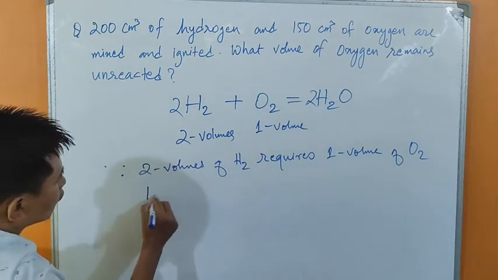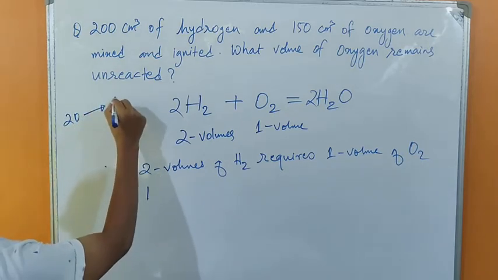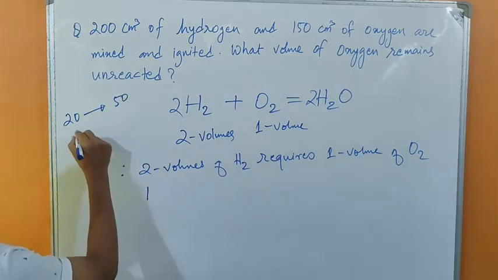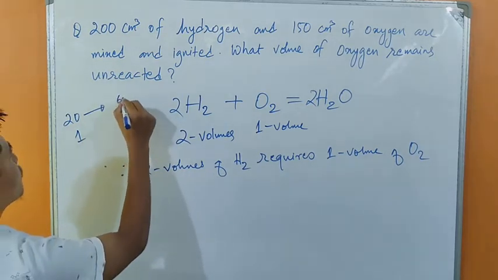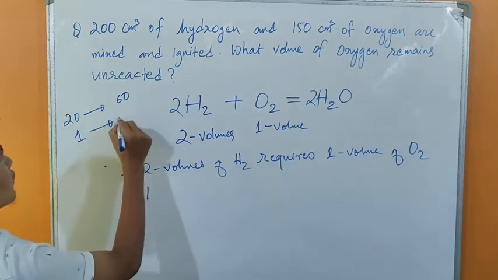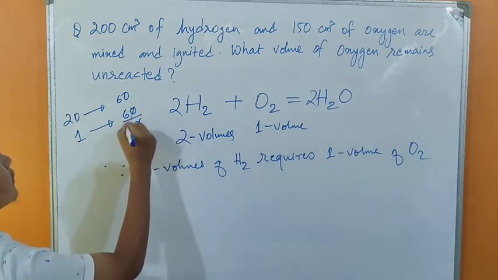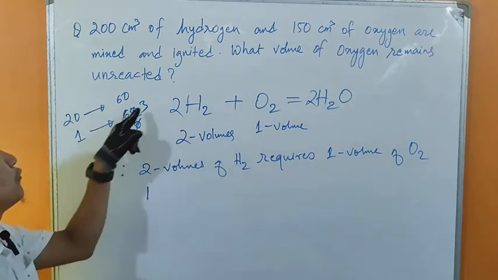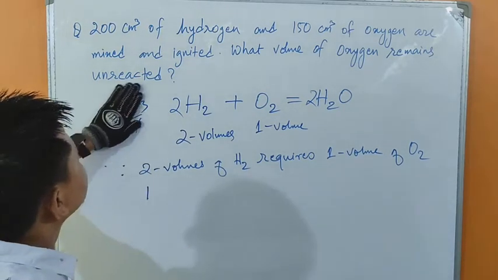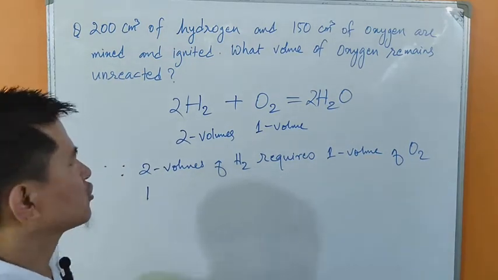So 1 volume, if 20 apples cost rupees 60, then 1 apple costs rupees 60 upon 20. This is unitary method. If the cost of 20 apples is 60, cost of 1 apple will be 3. This is unitary method, very simple. If you know the cost of 1, then you can find the cost of many, isn't it?